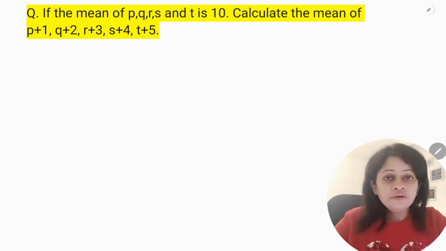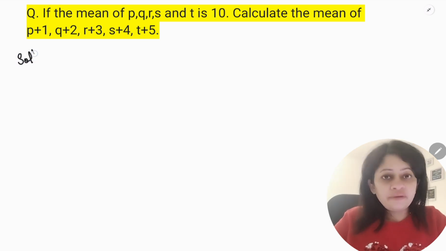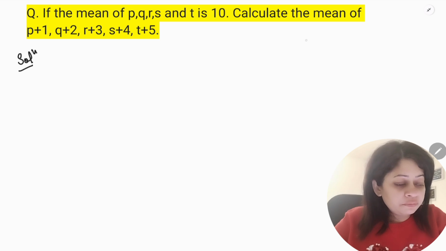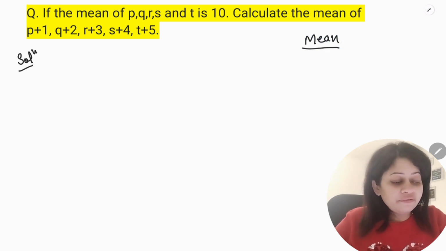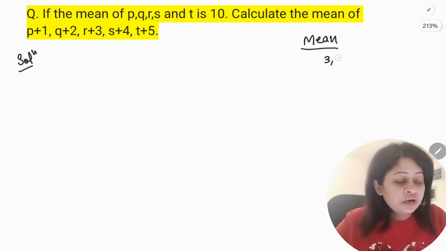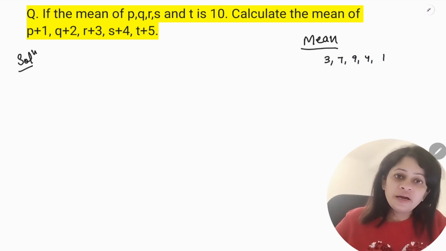Right? For that, first we should know what is mean. What is mean of any data? Suppose you have five numbers. Those numbers can be anything. I will write 3, 7, 9, 4, 1. Okay. And you need to find out the mean.